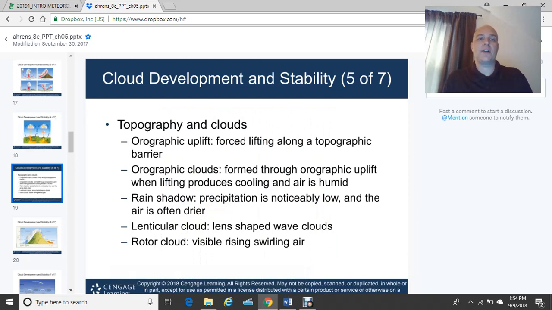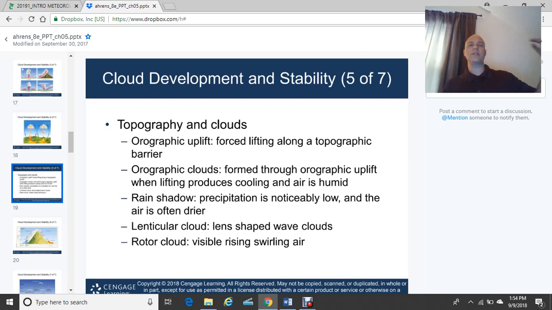Now, topography in clouds. When we talk about topography, we talk about changes in elevation with land. Okay, so we're talking mainly about hills and mountains. If you live near a hill or mountain, you're probably very familiar that sometimes you see clouds just covering the top of the peak perhaps, or one specific side of the mountain, and then it's clear on the other side. This is due to orographic uplift.